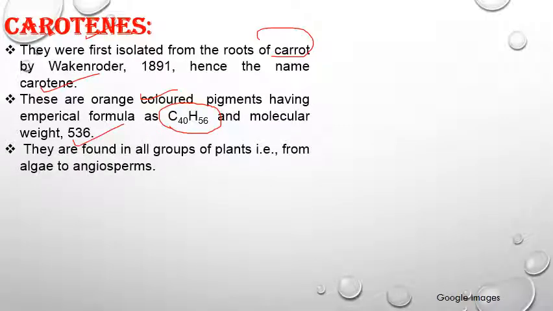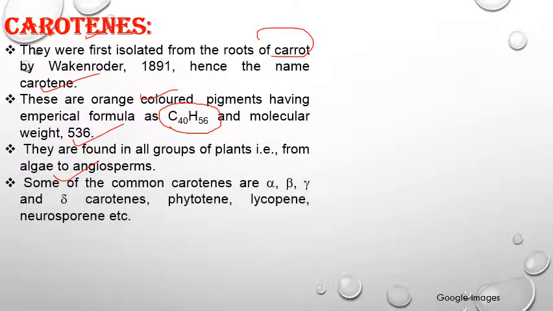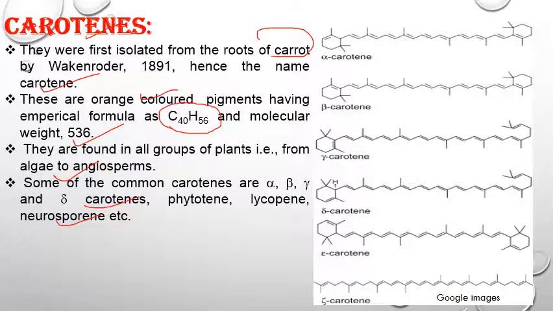They are found in all groups of plants, from algae to angiosperms. Some of the common carotenes are alpha, beta, gamma, and delta carotenes, phytoene, lycopene, and neurosporene, etc. So this is the structure of carotene: alpha carotene, beta carotene, gamma carotene, delta carotene, and so on. It is a long chain of hydrocarbons, consisting of 40 carbons, with one ring at each end.